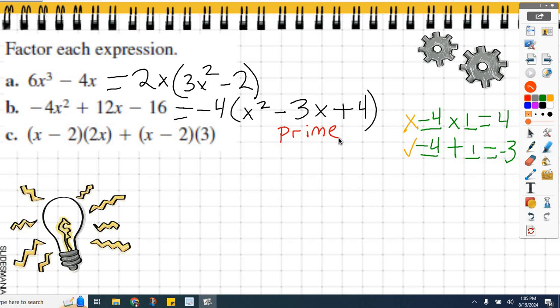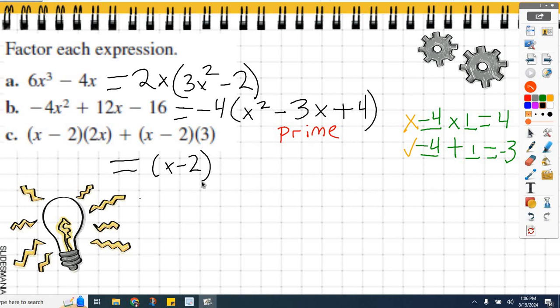Okay? Now, on this last one, what do they have in common? Multiplied by x minus 2. Yeah. So remember, when we're talking about terms, we're talking about stuff that's being separated by addition. So technically, my x minus 2 times 2x is my first term, and the x minus 2 times 3 is my second term. So what do the two terms have in common? They have a common factor of x minus 2.